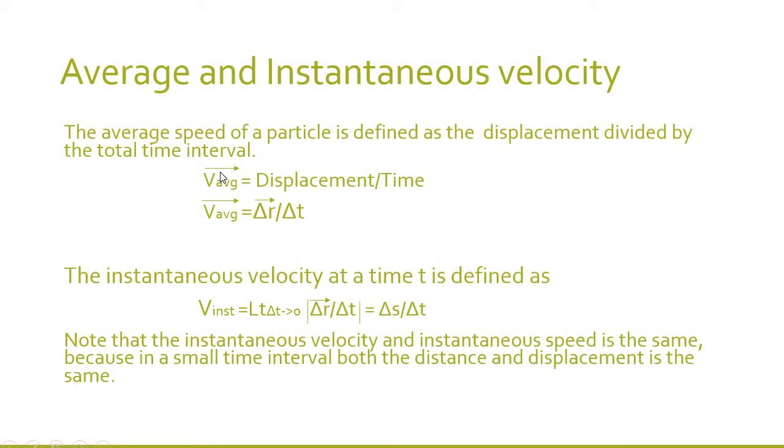Now, average and instantaneous velocity. The average velocity of a particle is defined as the displacement divided by the total time interval. There we saw average speed is equal to distance divided by time. Here, average velocity is equal to displacement divided by time. Here, we will be dealing only with the position vectors, initial and final position vectors. Now, the instantaneous velocity at a time t is defined as the limit delta t tends to 0 of the modulus of delta r vector divided by delta t, which is delta s divided by delta t. Note that the instantaneous velocity and instantaneous speed are the same because in a small time interval, both the distance and displacement are the same.